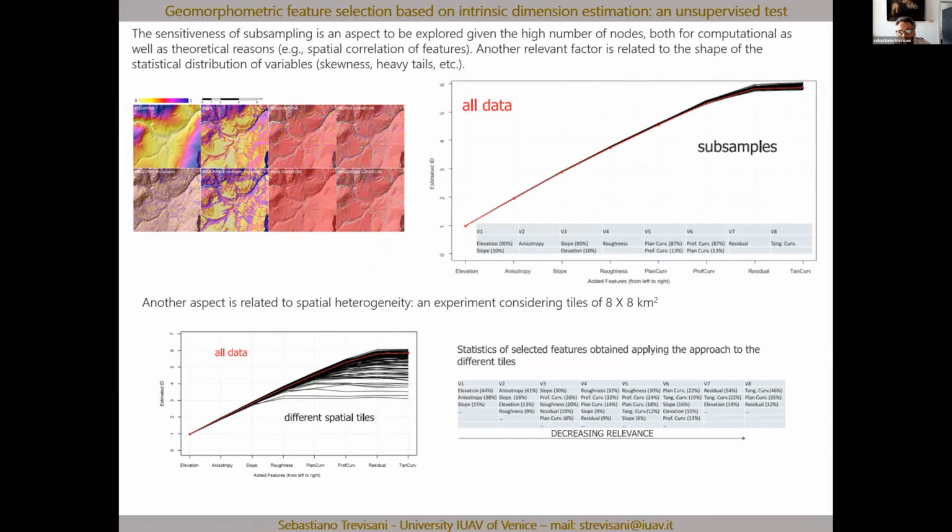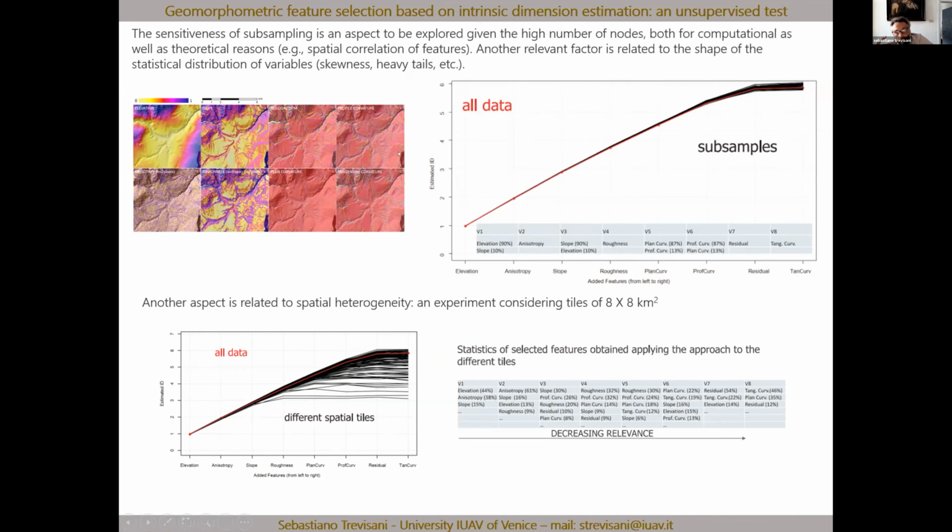how the algorithm gives the result. It gives essentially a curve in which you have in the x-axis the features, the variables, and in the y-axis the estimated intrinsic dimension. And we can see, for example, in this situation, if you look at the red curve, that residual DTM as well as tangential curvature are in some way redundant. They don't contribute a lot to the intrinsic dimensions of the data that stabilize around 5.8.